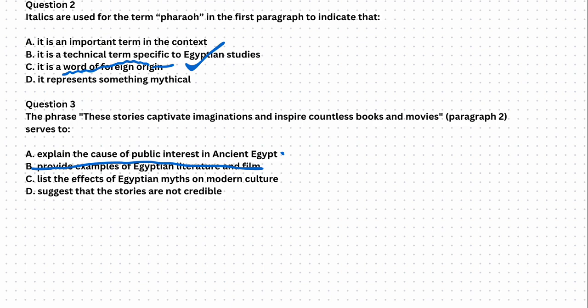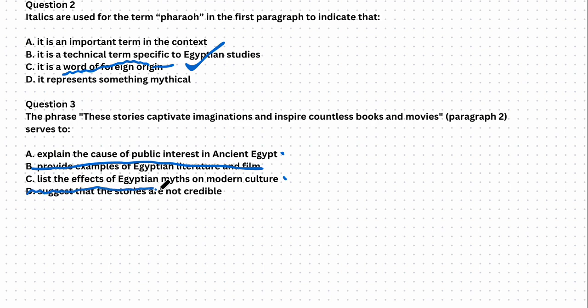C, list the effects of Egyptian myths on modern culture. Well, books and movies would explain how Egyptian myths have affected modern culture, this being books and movies, so potentially this. Suggests that the stories are not credible. I would eliminate that because these stories captivate imaginations and inspire countless books and movies. It's just suggesting that they're based on these myths, not necessarily that they are not credible. So I would automatically eliminate that.